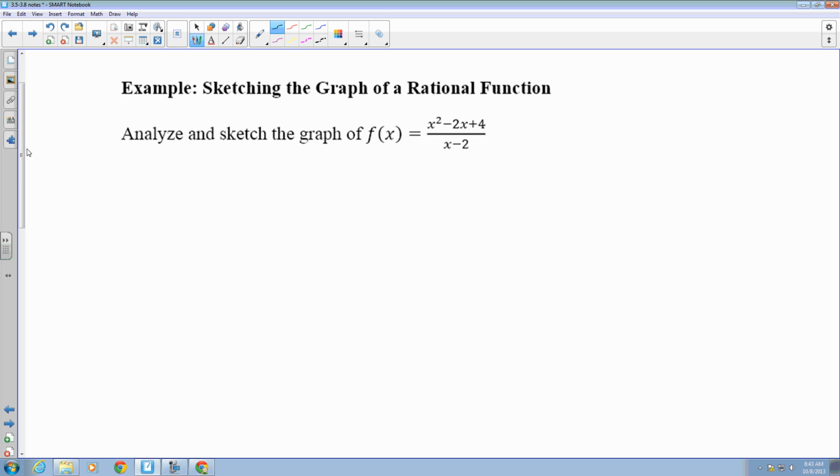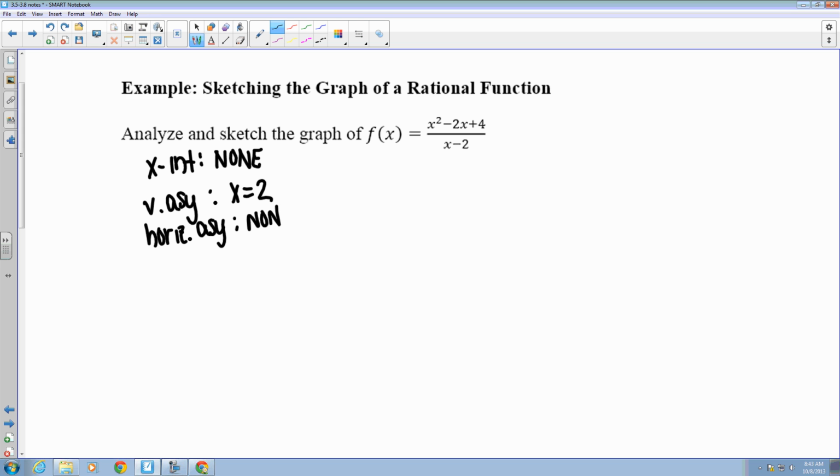We need to find the x-intercepts, and there are none of them. Again, I'm just going to skip the actual math work so that we can get to the actual curve sketching, because that's going to be the hardest part of this section. Vertical asymptotes. Curves at 2. Our horizontal asymptotes, we have none. Even if there are none, like our x-intercepts and our horizontal asymptotes, we still have to actually physically write that.